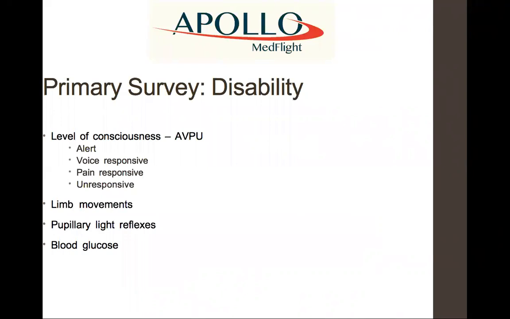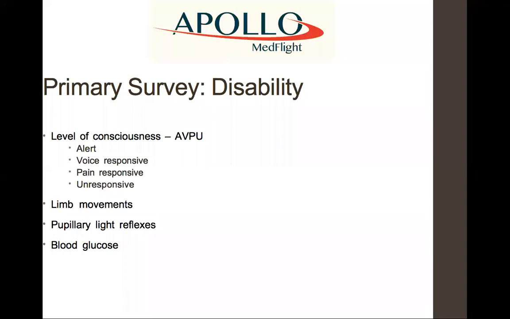So limb movements, what's normal for the patient? Are they ambulatory normally? Those kinds of things. Pupillary light reflexes, what's going on in the patient's neurological status. Also keep in mind things like glaucoma, those are going to affect those, and we can basically find where our normal is, what our baseline is at this point with the neurological status.